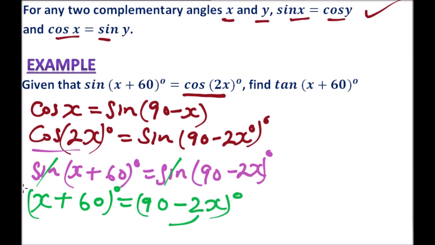So we bring 2x to this side and 60 to the other side, so the like terms are together. You have 3x is equal to 90 minus 60, which is 30 degrees, implying that x is equal to 10 degrees when you divide that by 3. So we have found x, and if you check here, sine of (10 plus 60) is the sine of 70, and the complementary angle of 70 is 20, which is the same as cosine of 2 times 10.